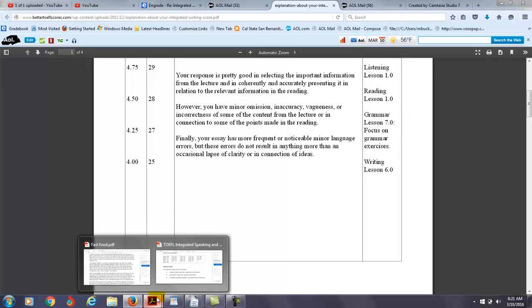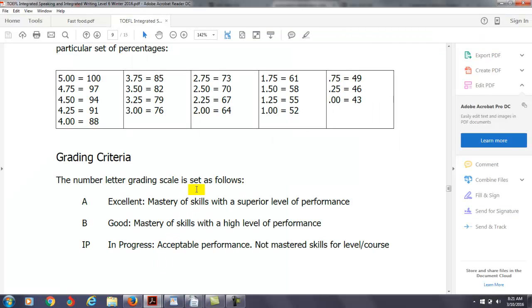So if we look at the syllabus for this particular one, 4.0, this is going to put you at 88% on this project. So anyway, good work. I think overall you got it. You got the main points from the reading along with the main points of the lecture. You were able to show for the most part how everything was organized.